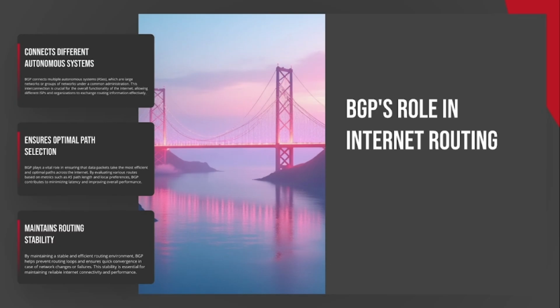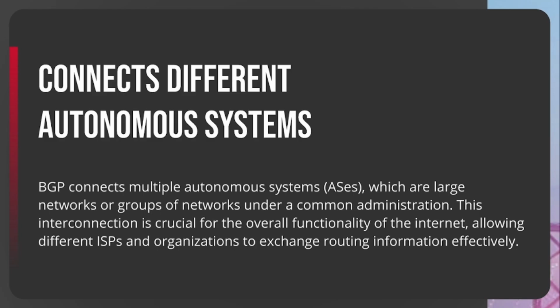So what is BGP's role in internet routing? First of all, it connects different autonomous systems together. BGP connects multiple autonomous systems, or ASs, which are large networks or groups of networks under a common administrative body. This interconnection is crucial for the overall functionality of the internet, allowing different ISPs and organizations to exchange routing information very effectively. So all the entities exchange the routing information effectively under BGP.